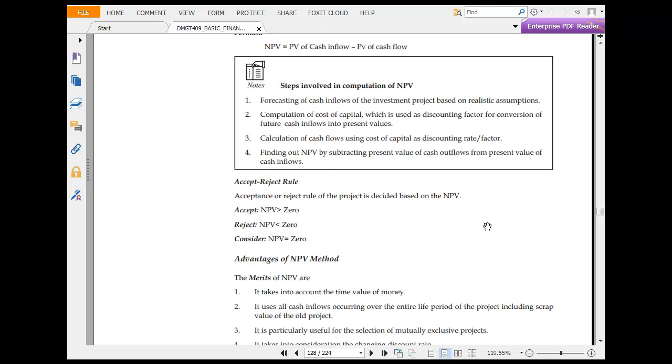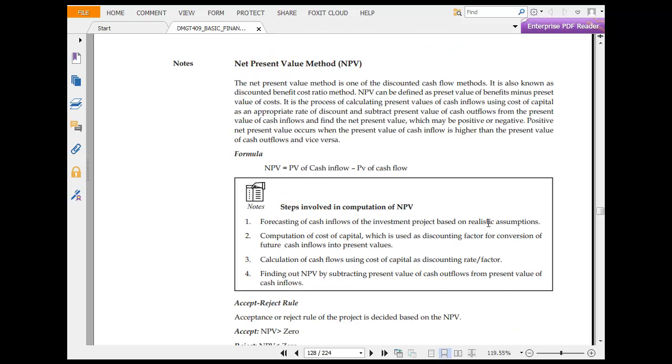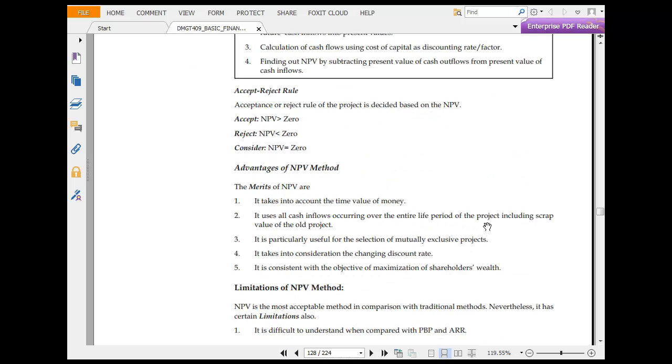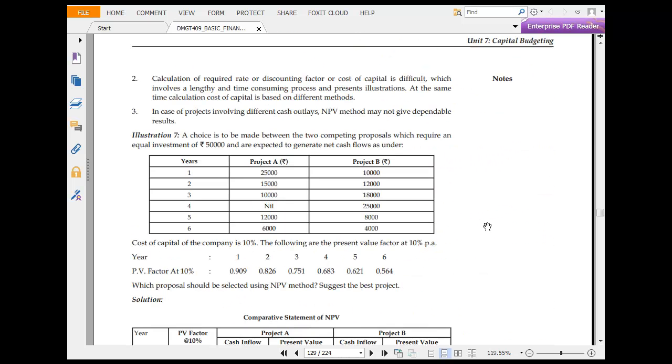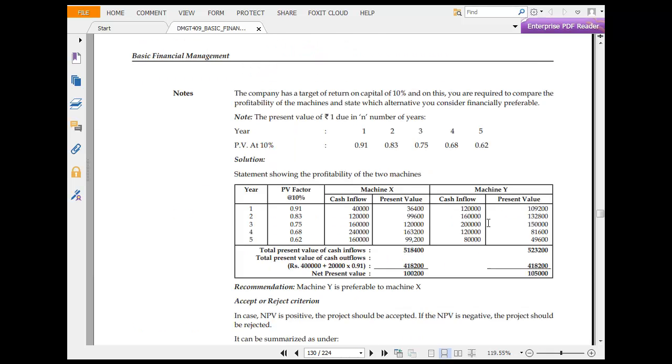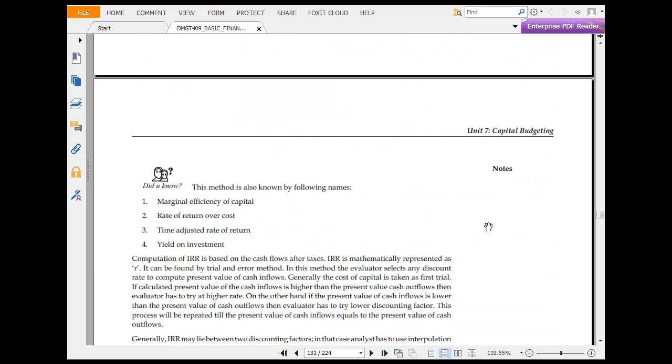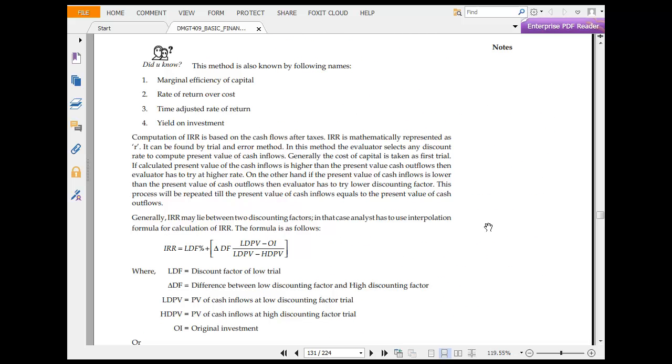Then you have limitations of the NPV method. Net present value is the measure of NPV. NPV is greater than 0. Merits of NPV: project A, project B. Then NPV is greater than 0, accept the project. Then you have IRR.